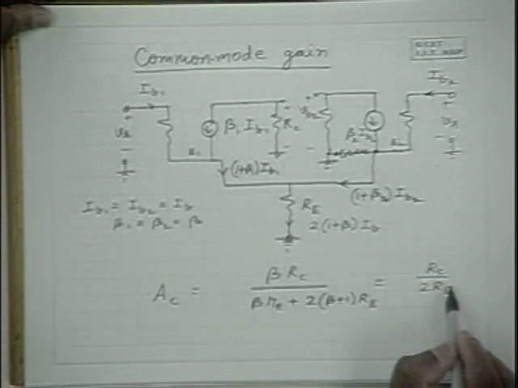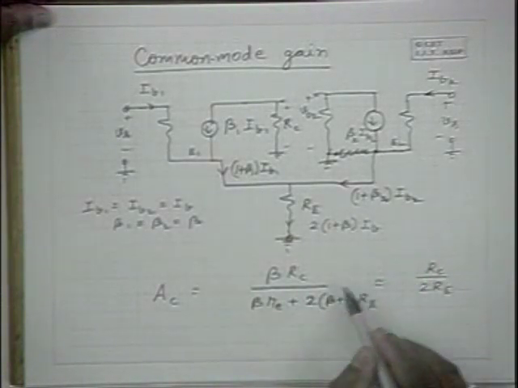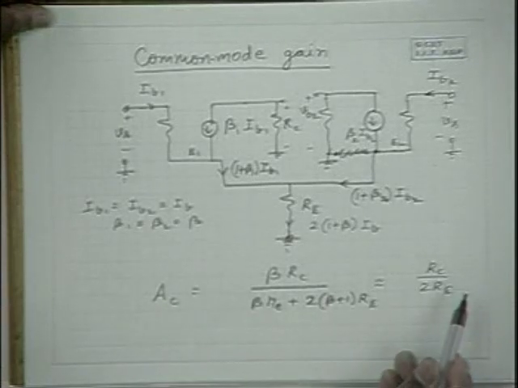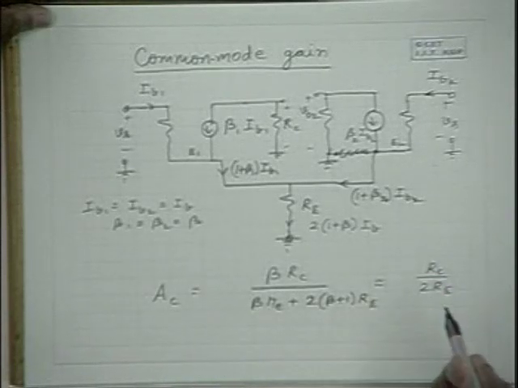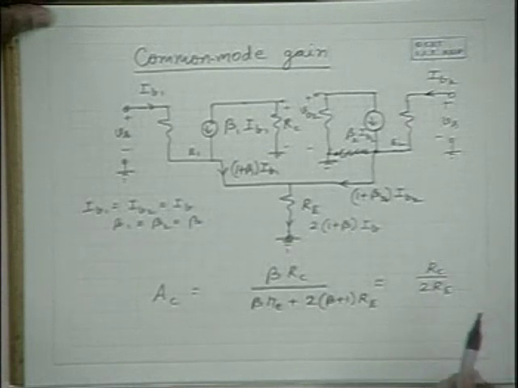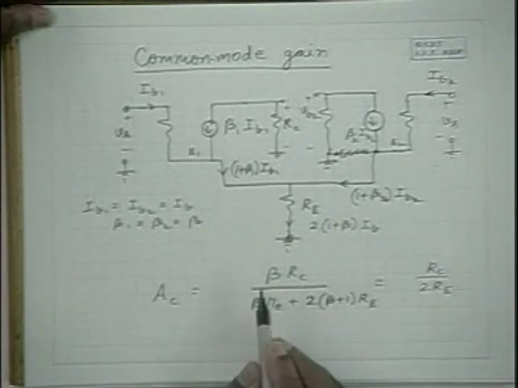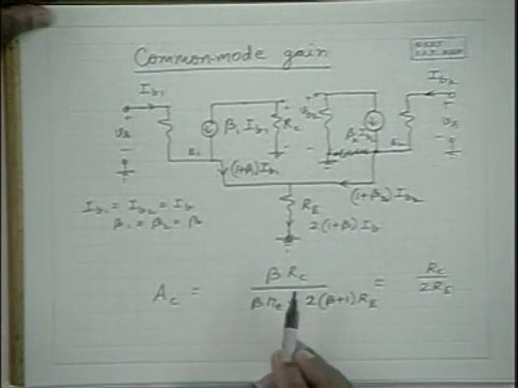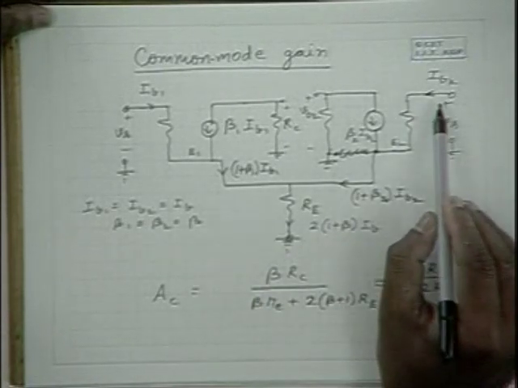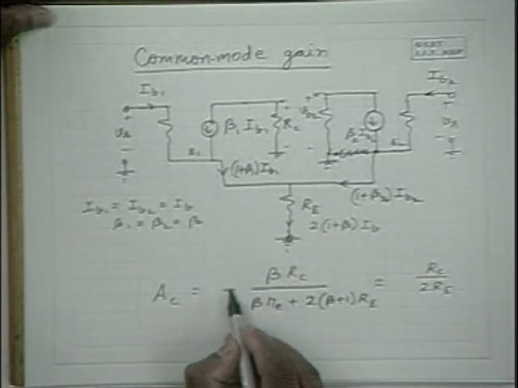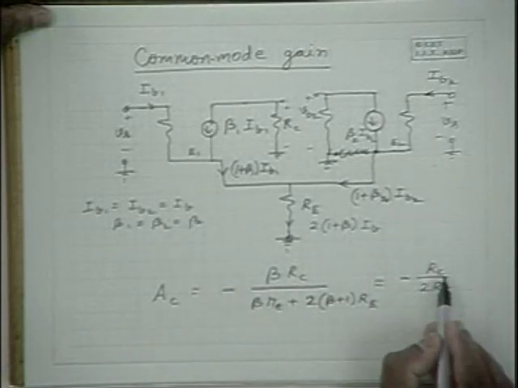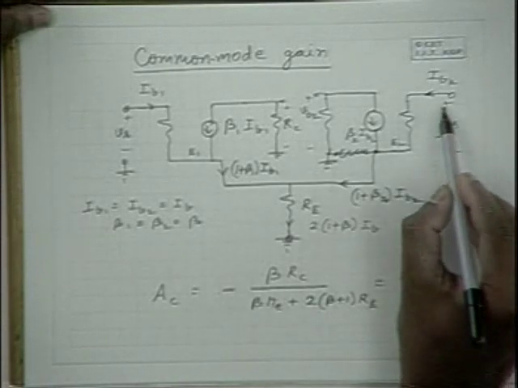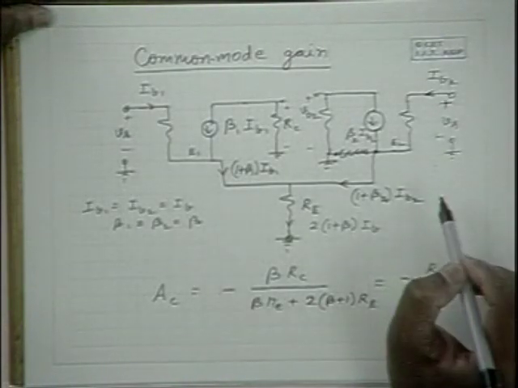And if RC and RE are of the same order, the common mode voltage gain is approximately equal to half, 0.5, and there is a negative sign here. It's equal to minus RC by 2 RE, because this side, this is the input signal Vs by 2.